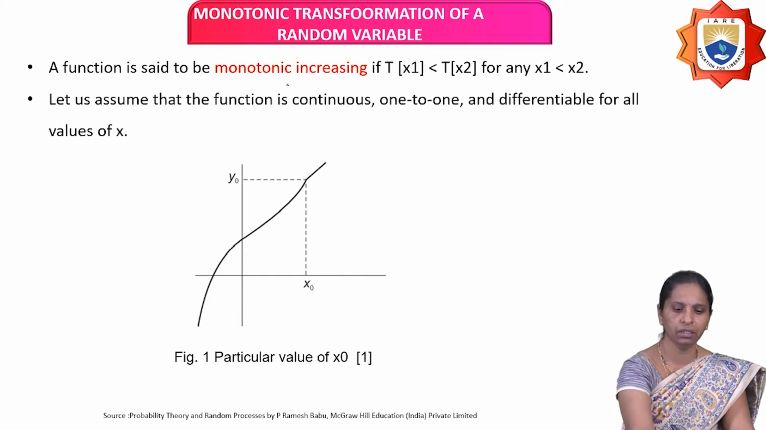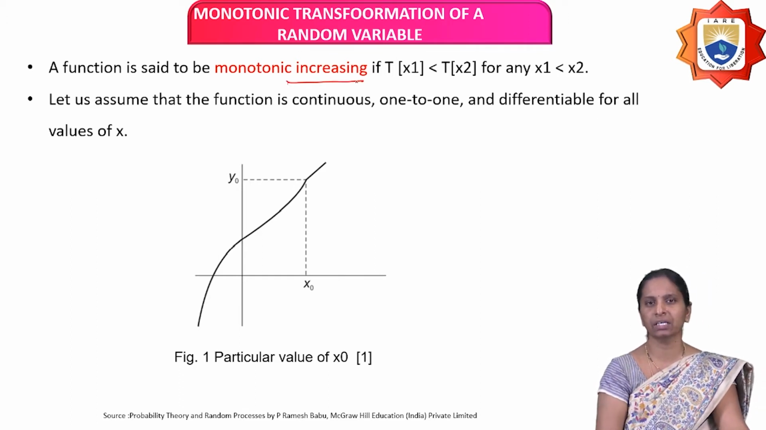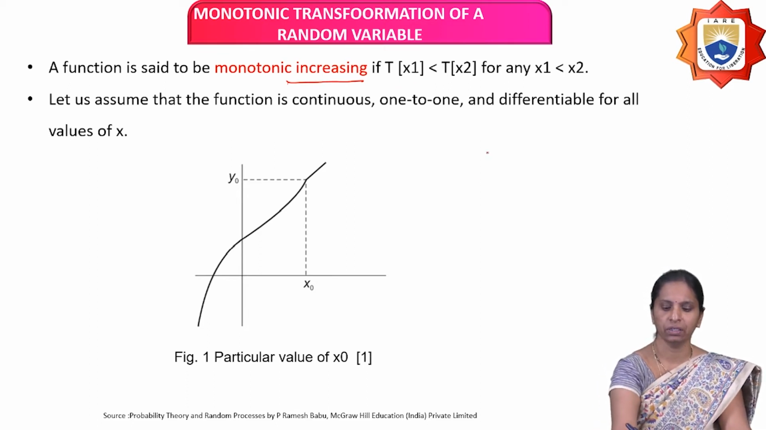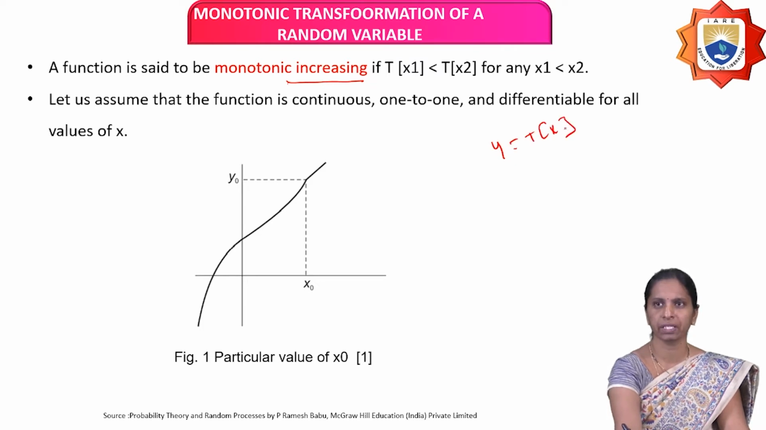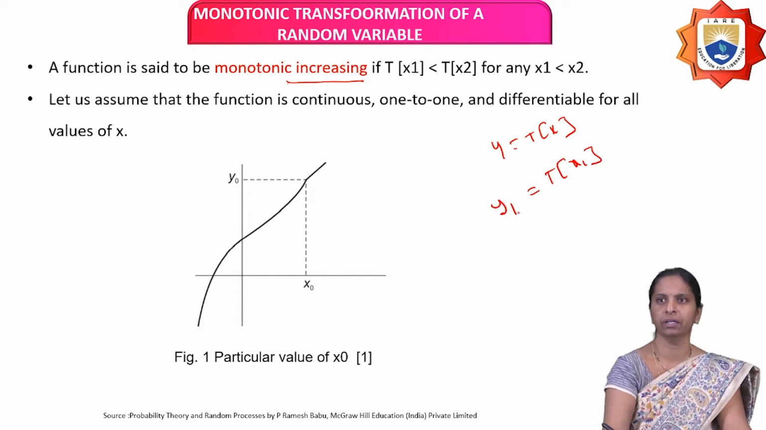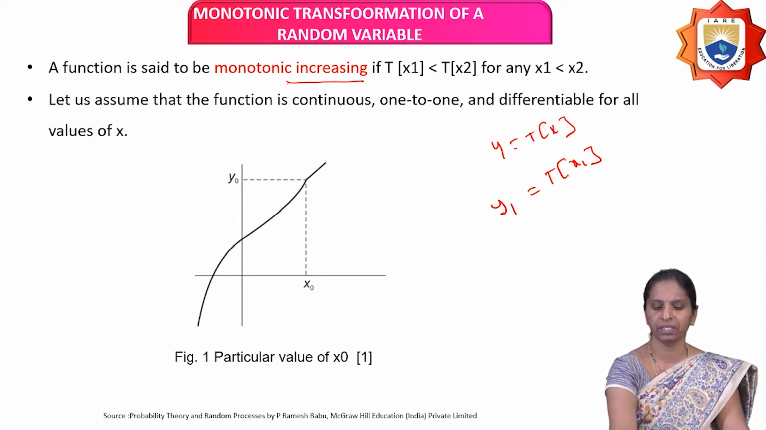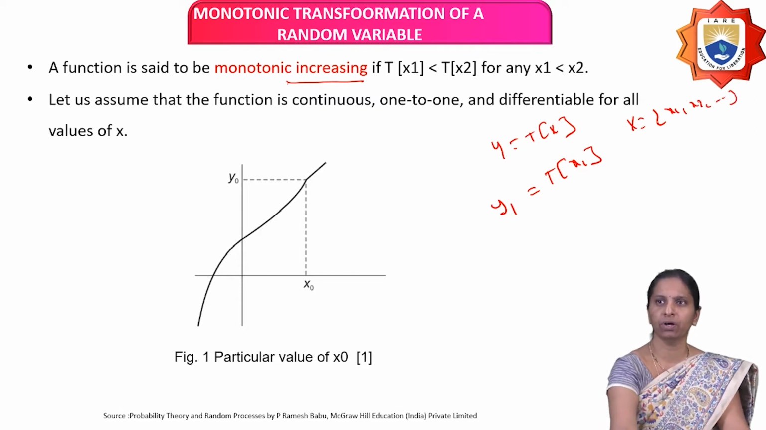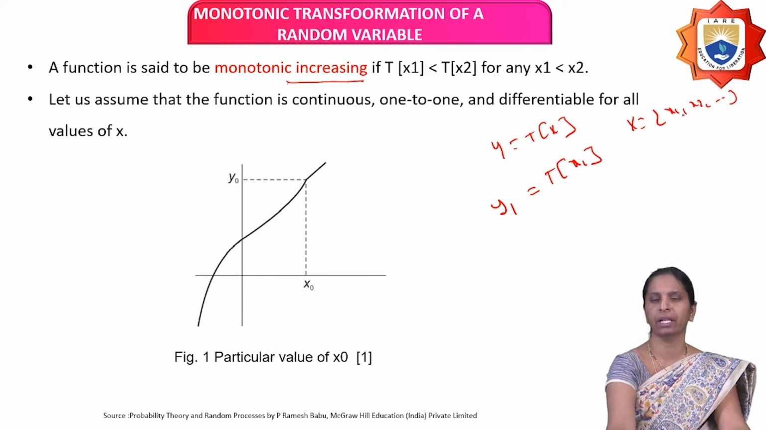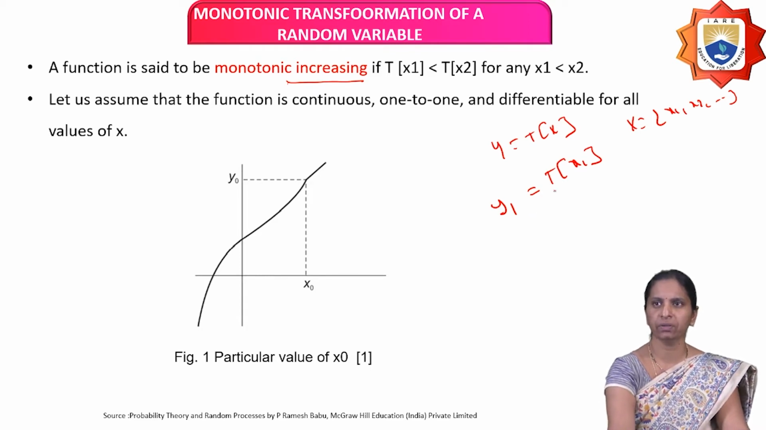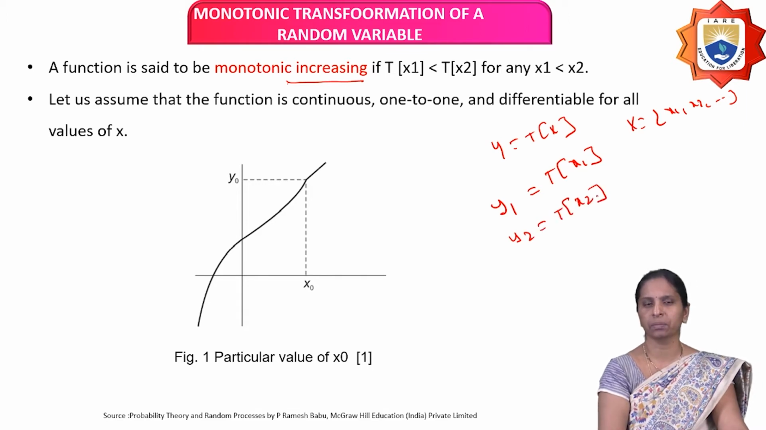And first, if you see here, monotonically increasing. When can you say that a function is monotonically increasing? You can say that if y equals t of x, then what is t of x1? Nothing but y1. A particular value of x is x1. X may consist of x1, x2 and so on. A particular value of the random variable x is represented by small letters. So y1 equals t of x1, and y2 is nothing but t of x2.